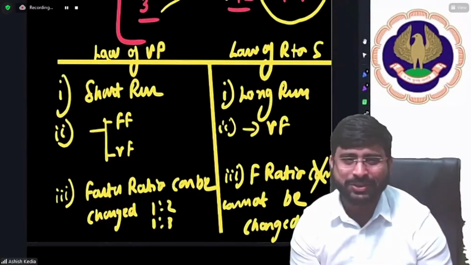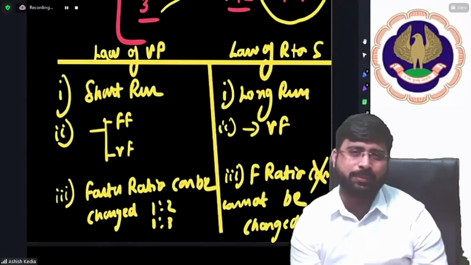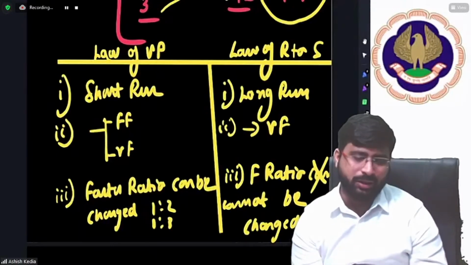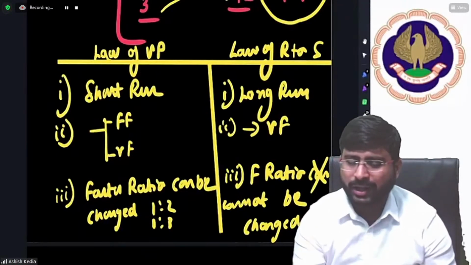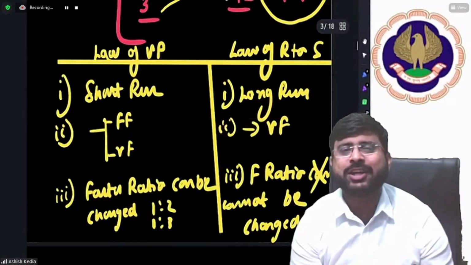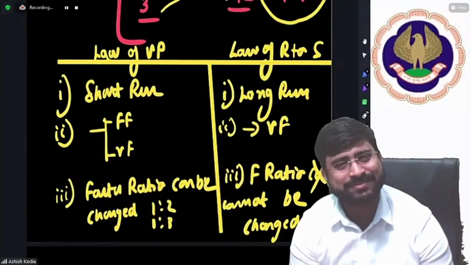You can buy a new piece of machine. You can employ more labor. You can buy additional raw material. So nothing is there which cannot be changed in the long run. And hence, only variable factors can be seen in the long run.